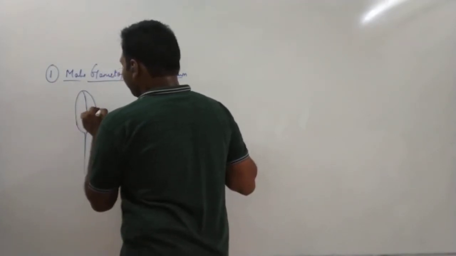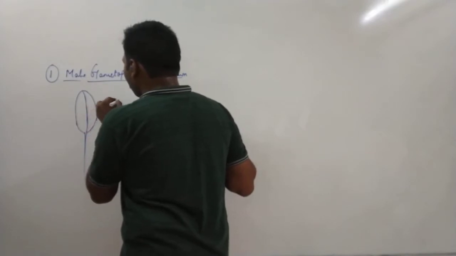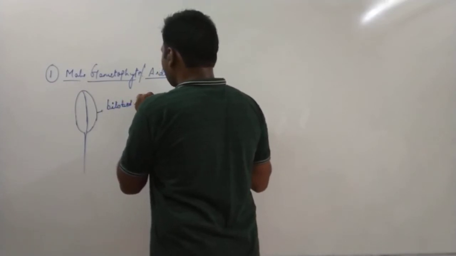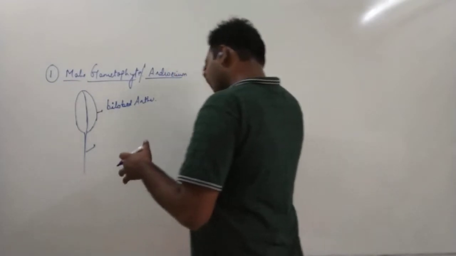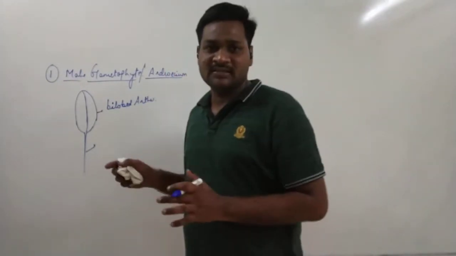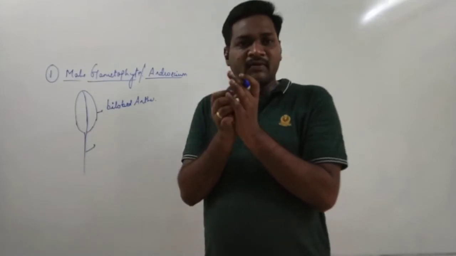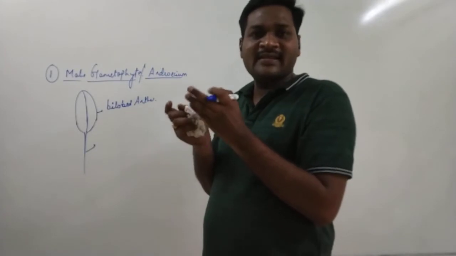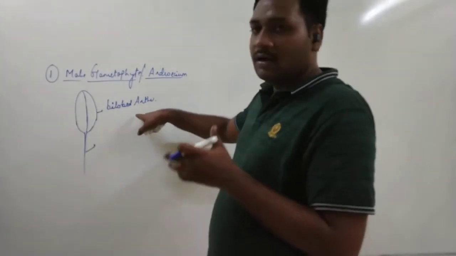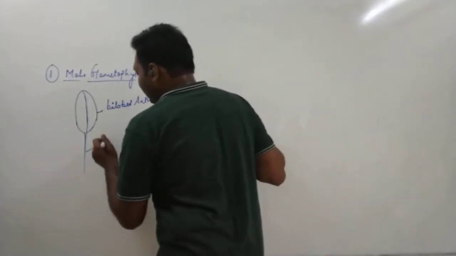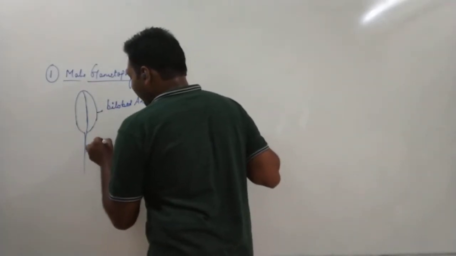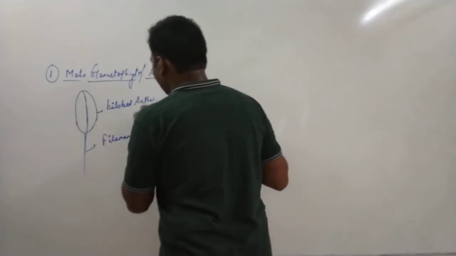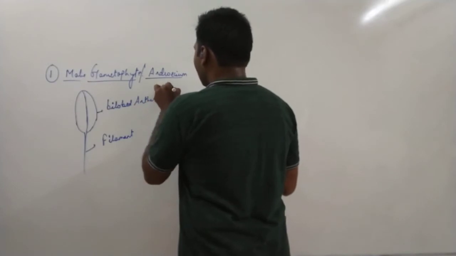So it is a bilobed anther, and this stalk is attached at the base of the ovary or on the thalamus. In the flower there is a part which can be referred to as the stalk of the flower, and the enlarged portion is the thalamus, where this stalk is attached. Here we can write anther and filament. Together they are called the androecium.